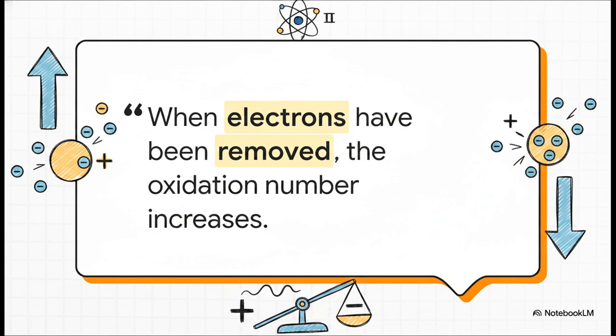To really hammer this home, remember this rule. When electrons have been removed, the oxidation number increases. When electrons have been added, the oxidation number decreases. Since electrons carry a negative charge, losing them makes an atom more positive, so its oxidation number goes up. Gaining negative baggage makes the number drop. Conceptually linking positive numbers with electron loss is absolutely crucial here.